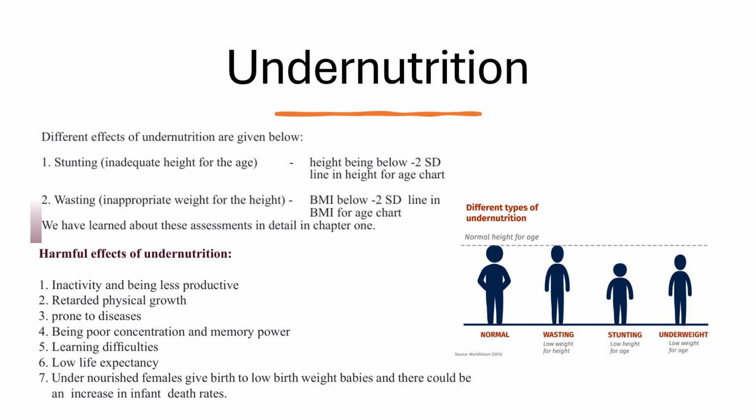So there's another definition for that. As you can see, stunting is the height being below the -2 SD line in the height for age chart. This SD means standard deviation. It's a statistical expression, and we have talked about this in the first lesson. If you go look at our first video from the first lesson, you can get some sort of an understanding of what this SD line means.